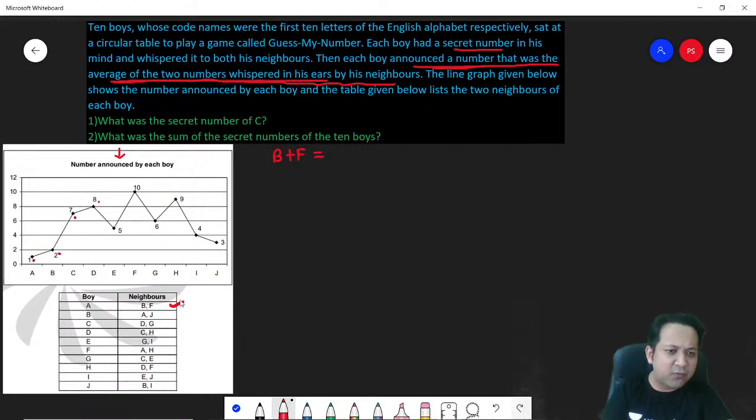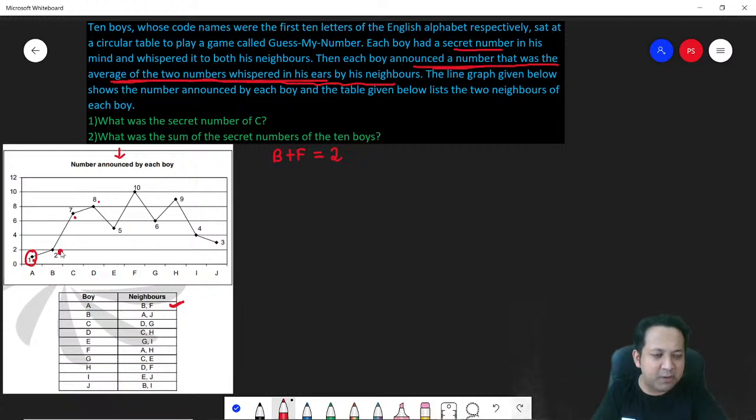Remember, the average of what B and F whispered is 1. So (B plus F) divided by 2 is equal to 1, or B plus F is equal to 1 into 2, which is 2. Did you get it? I hope you understand.